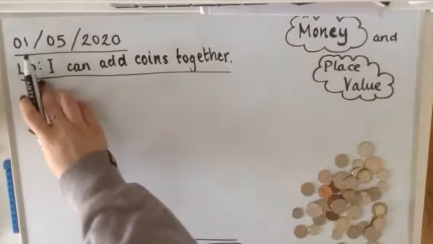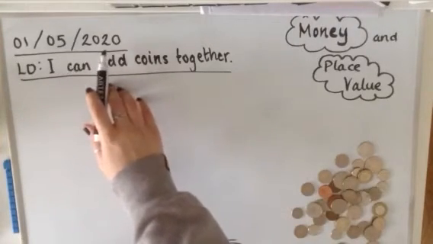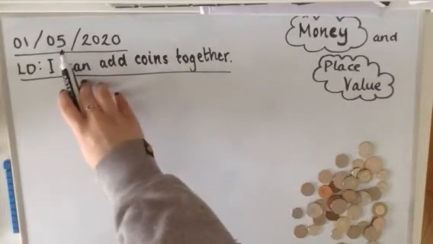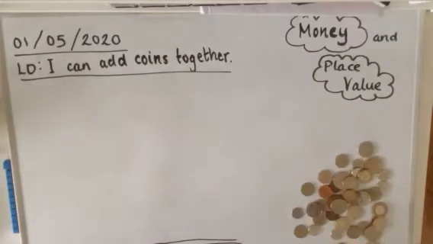So today's date is the 1st of the 5th month 2020. So we're no longer in April, we are now in May, and it is Friday today.